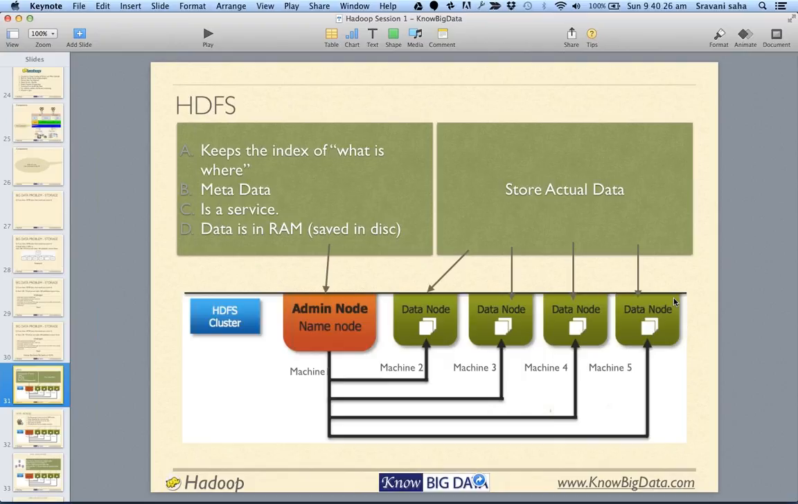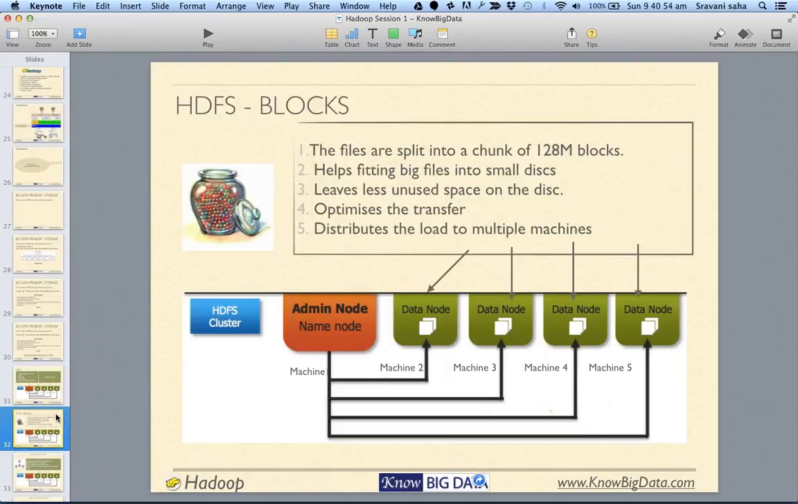The way you choose these machines is data node is supposed to have huge disk space but not big RAM, while admin node is the machine having big RAM and small disk space. Okay, because admin node is going to keep everything in RAM while data nodes are going to store the actual data. So this is the basic one. Now let's move on.